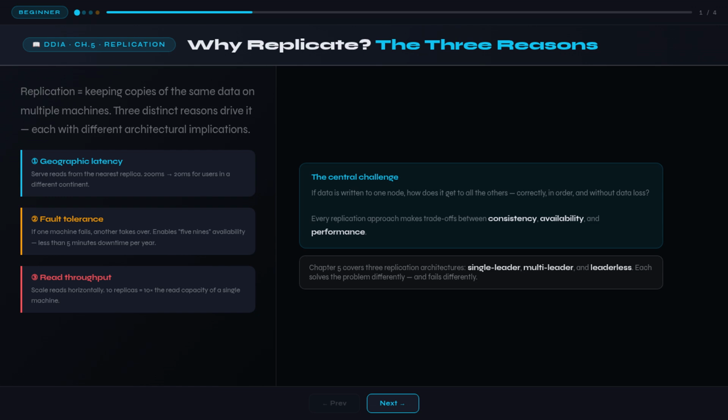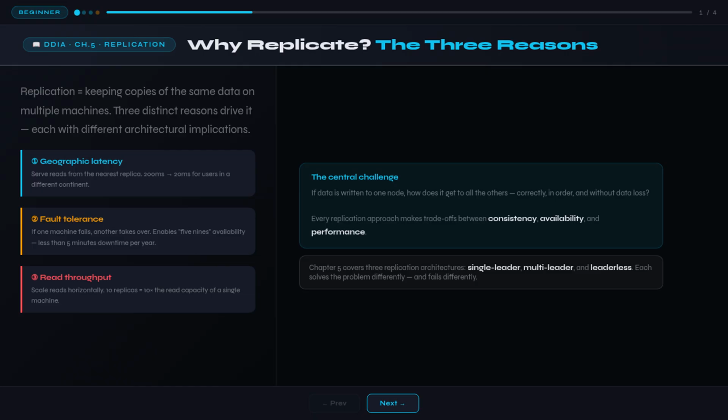The third reason is read throughput. A single database machine can handle a finite number of read requests per second. If your application is read-heavy, a news site, a social feed, an analytics dashboard, you can scale reads horizontally by routing them to replicas. 10 replica machines means 10 times the read capacity. Each of these 3 reasons, latency, availability, throughput, applies different pressure to your replication design.